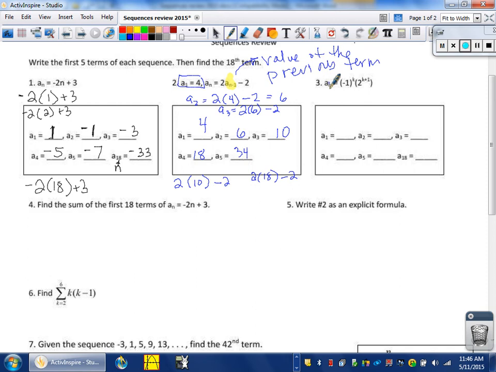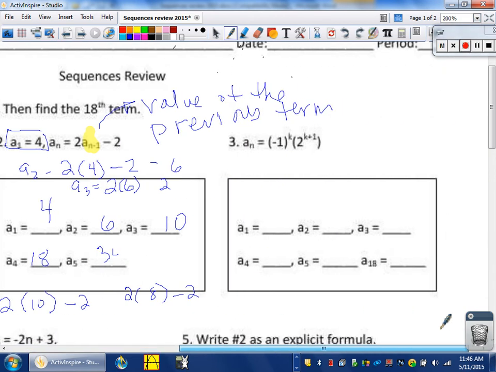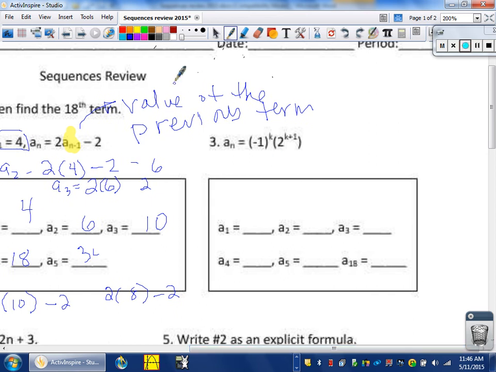Okay, now this last one, let me blow it up because this is kind of hard to see. 200%. So here we have negative 1 to the k times 2 to the k plus 1. Okay, we want to find out the first, second, third, and 18th term and such. So the first term, a sub 1, is negative 1 to the first power times 2 to the first plus 1 power.